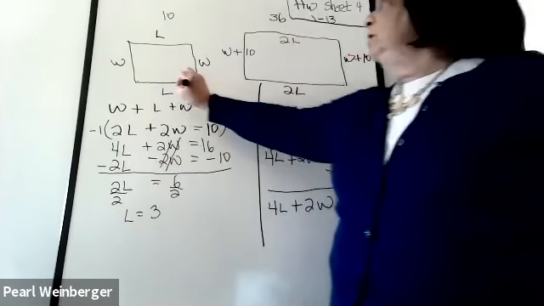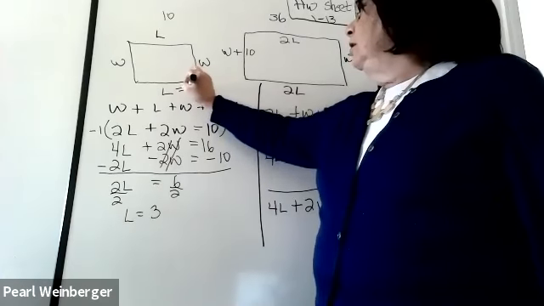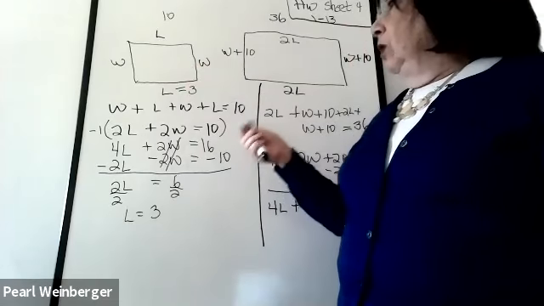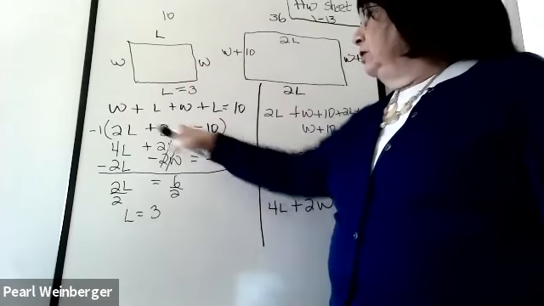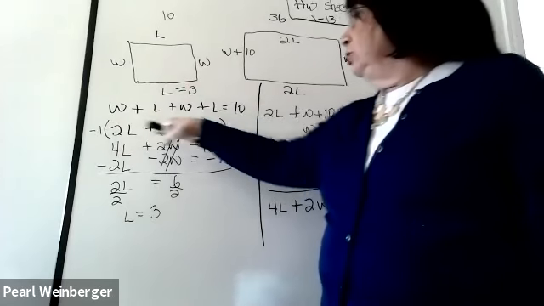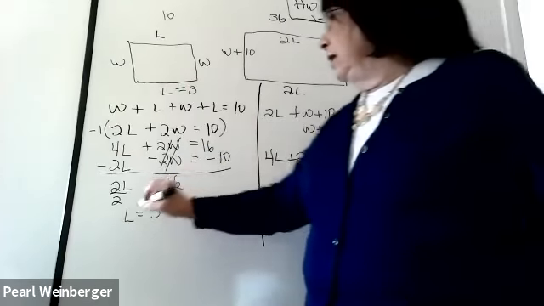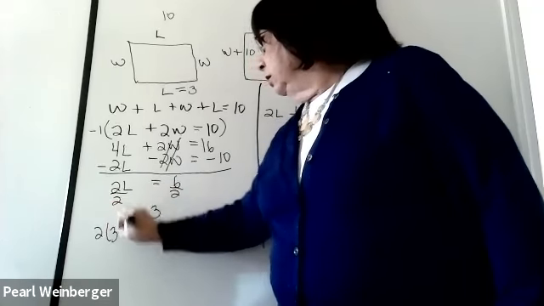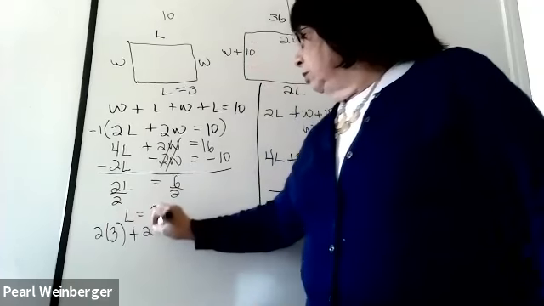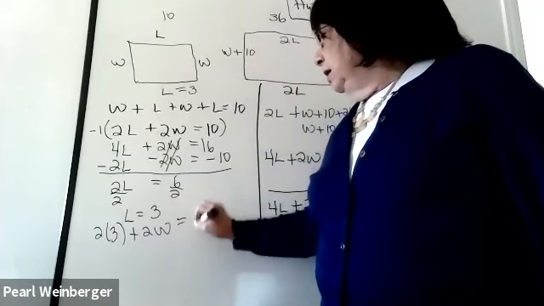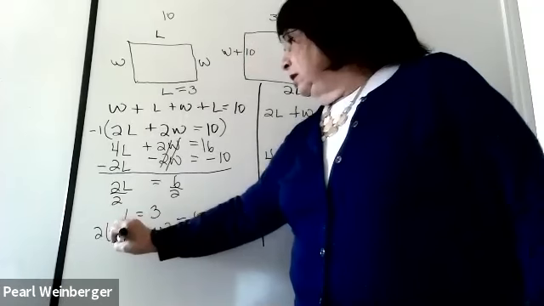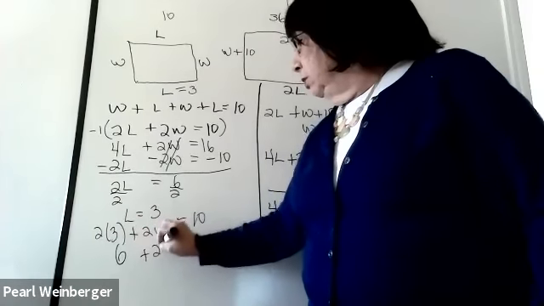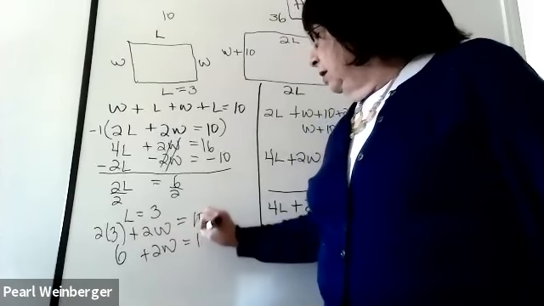So the original length on the rectangle is 3. Now, what about the width? Well, let's go to this equation, 2L plus 2W equals 10. So 2 times 3 plus 2W will give me 10. 2 times 3 is 6. 6 plus 2W equals 10.